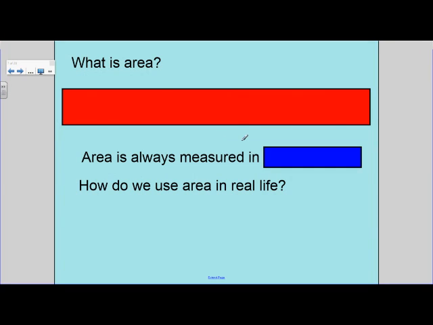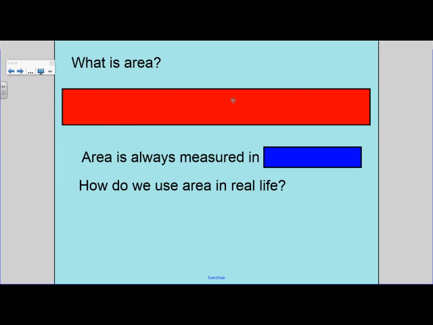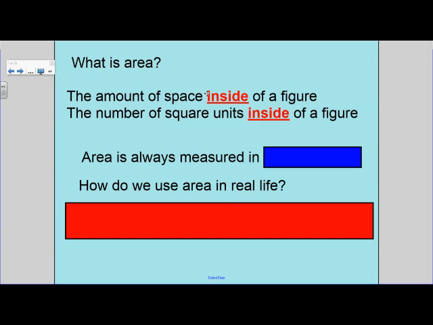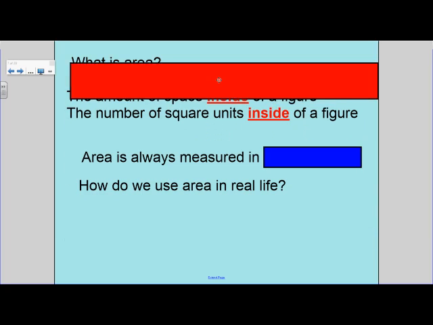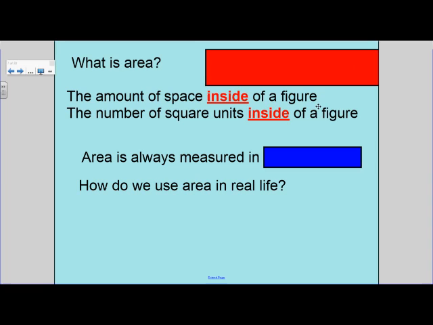Alright, what is area? Well, let me get my selection tool here. Here we go. Area is the amount of space inside of a figure. It's the number of square units inside a figure. You should also know that area is always measured in units squared.